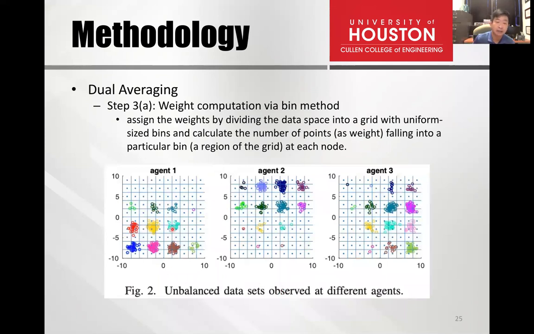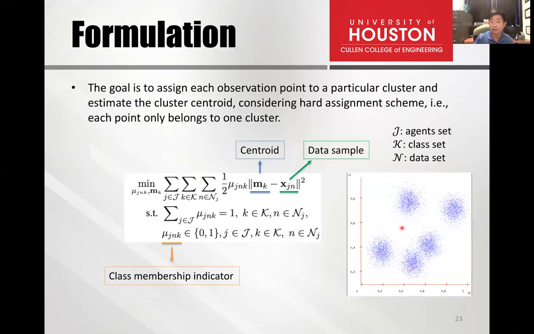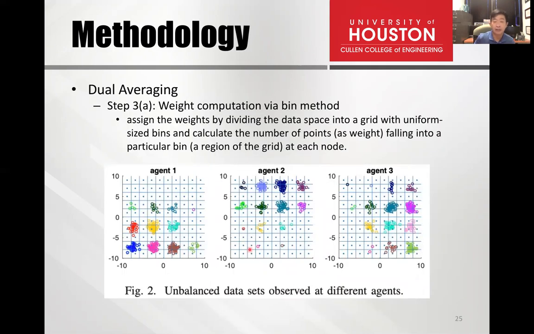For agent one, they see those clusters. Agent two sees the other side of clusters, and they are quite unbalanced. So the key question is: how could we overcome this imbalance to achieve the overall goal, as if the server saw all the data and did the classic k-means or EM algorithm? But here, different agents have their own data, and they don't want to share it with each other. So in this case, how could they do it?